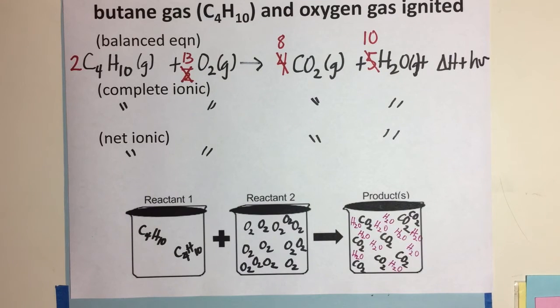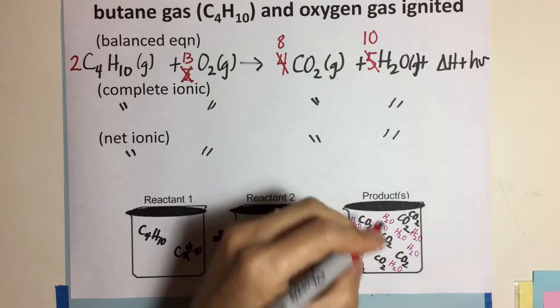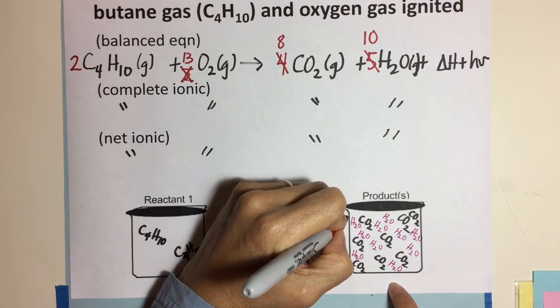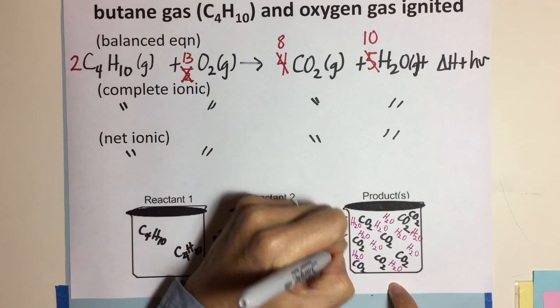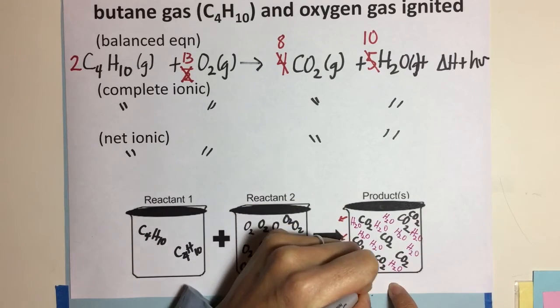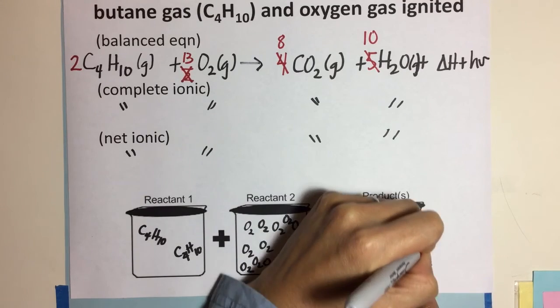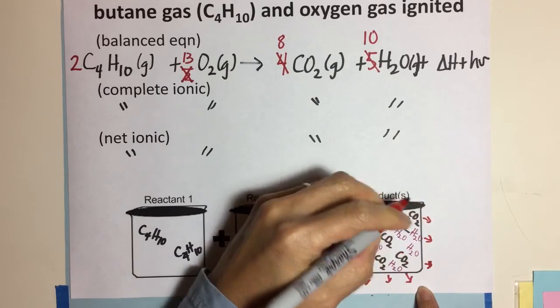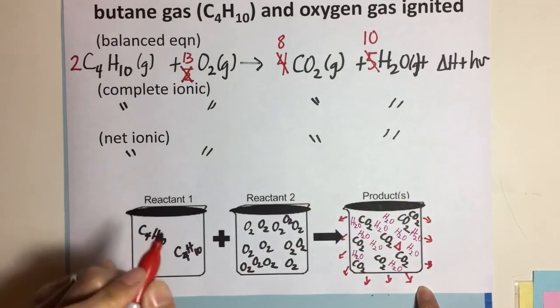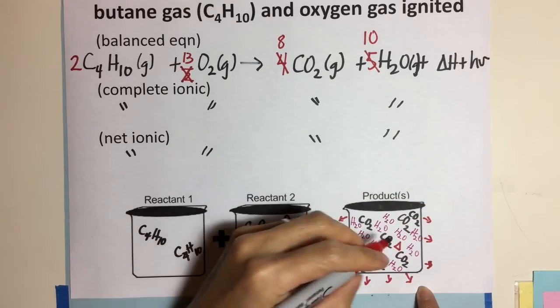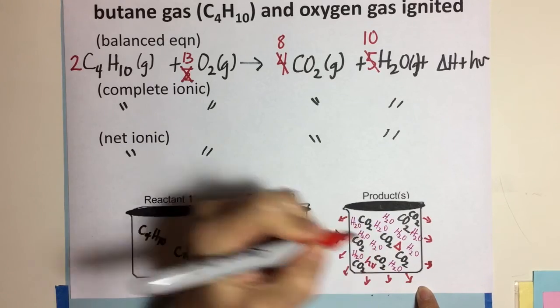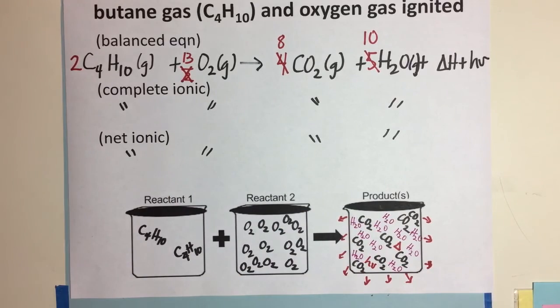And of course there's heat. So I'm going to put in here that heat is expelled out because it's very exothermic. You'll feel it to be very hot. So I'm going to put the delta symbol right there. And there's also going to be light. So I'm going to put hν in here as well to show that that light will be expelled out of that beaker. This concludes it.